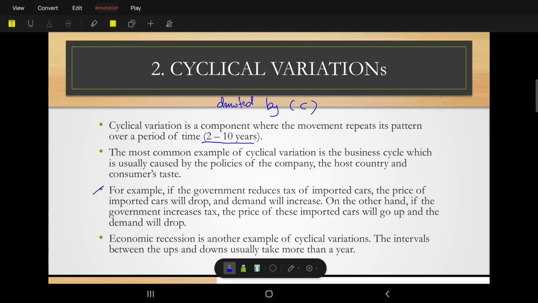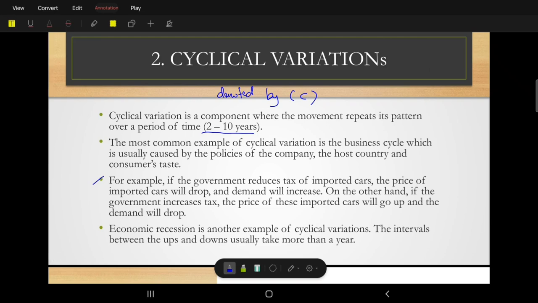Maksudnya kat sini kalau kerajaan tu turunkan harga tax untuk imported cars, so harga kereta tu akan berkurang, akan turun, and then demand akan meningkat. Orang yang nak beli tu mestilah meningkat lah.